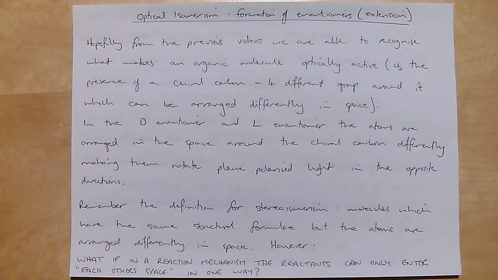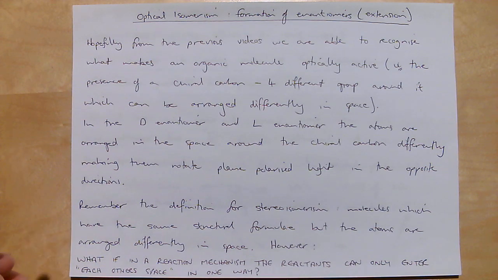Today we're going to have a look at an extension question around the formation of enantiomers during chemical reactions. So when chiral compounds form in chemical reactions, we don't always get both enantiomers produced, so we don't always form racemic mixtures. So let's try and understand why that might be the case.